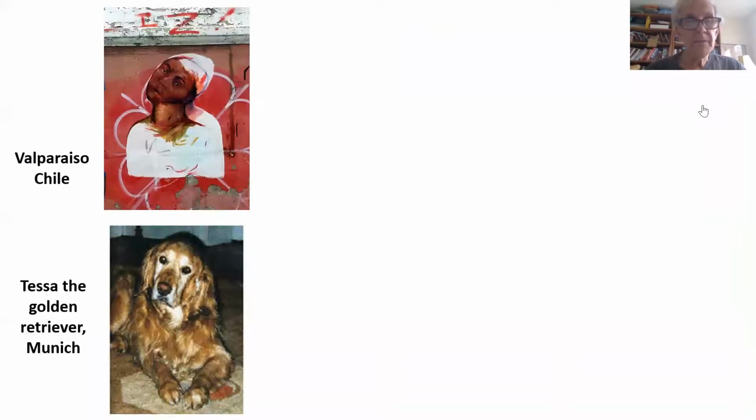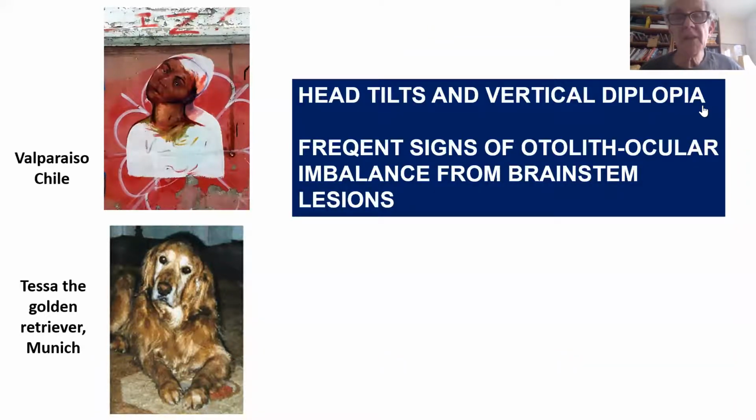This is the famous dog of Thomas Brandt, Tessa, a golden retriever from Munich, who had an ocular tilt reaction. And this was a little picture I took when I happened to be in Chile. They're everywhere if you look for these ocular tilt reactions. And they cause vertical double vision, as someone asked about earlier. And it's a frequent sign of otolith ocular imbalance from brainstem lesions. Rarely from peripheral lesions, or if it's peripheral, it's mild and rapidly compensated.